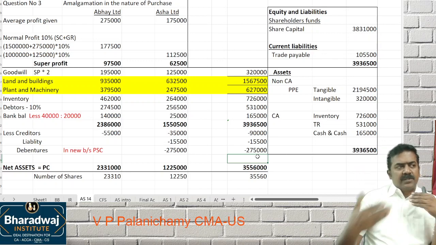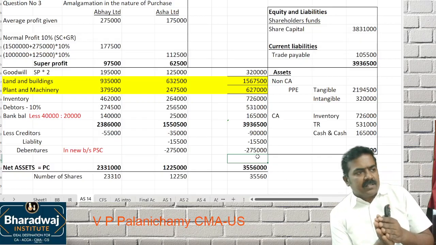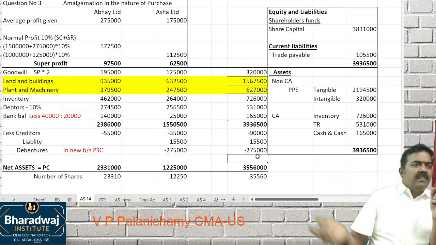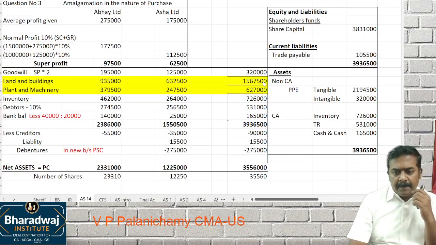First 3 questions I was working along with you. Fourth question, you are going to try which one? Purchase consideration. Then I'll check the answer. Then we'll go for journal entry. Then we'll be preparing the balance sheet. Try it.